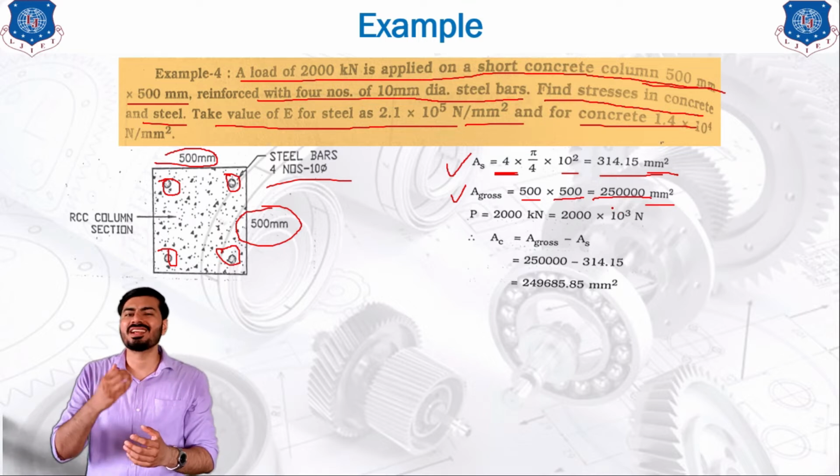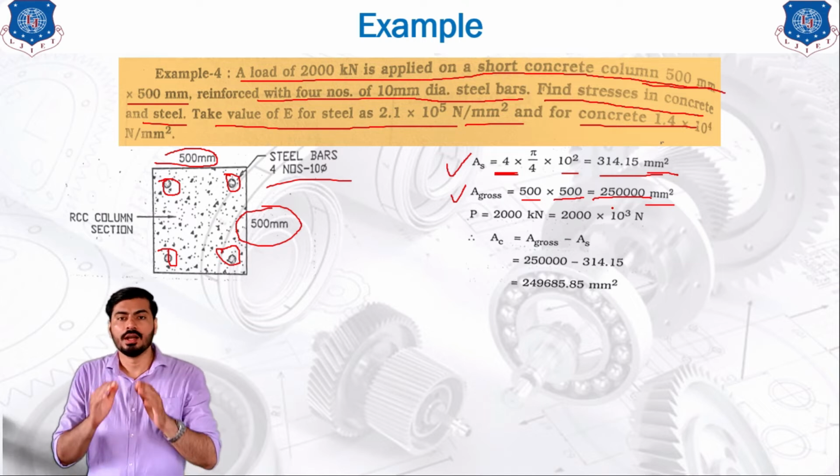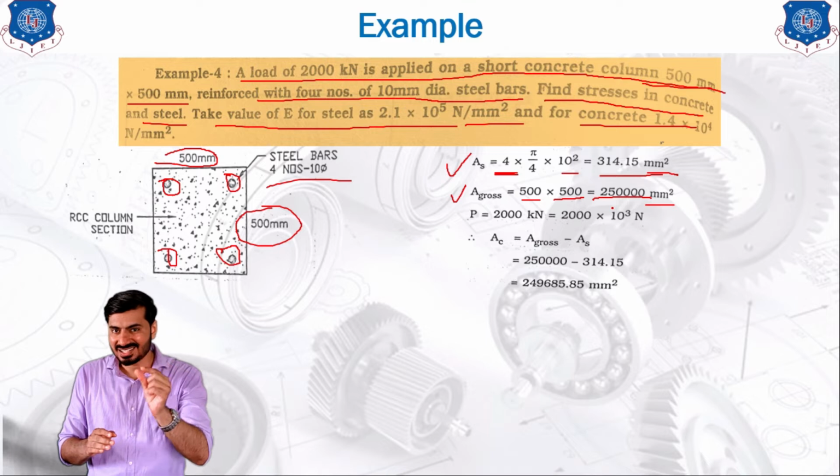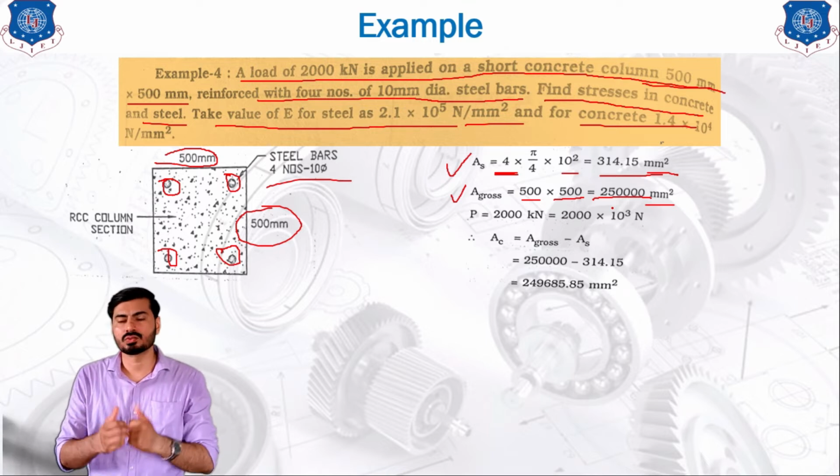Now if you want to calculate the area of the concrete material only, what are we going to do? We are going to subtract the steel bar areas from the entire gross area. This is what we are going to do.